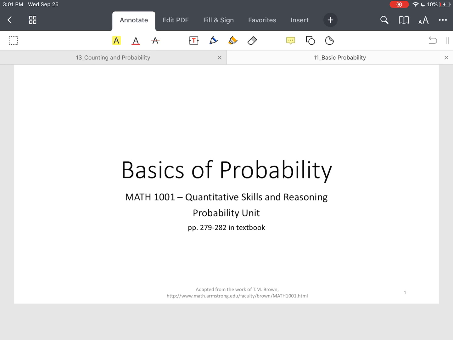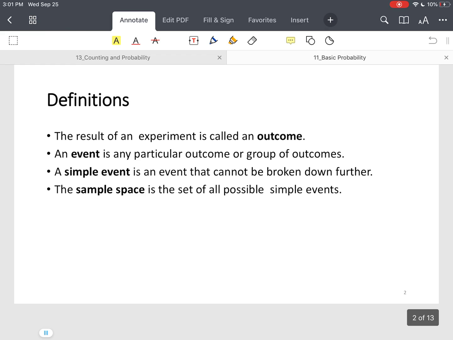Okay, this is the beginning of our probability units, and here we're just covering basic definitions. So let's jump into this. Some important definitions going forward, and you'll see them interspersed throughout various lectures. So let's go through these.